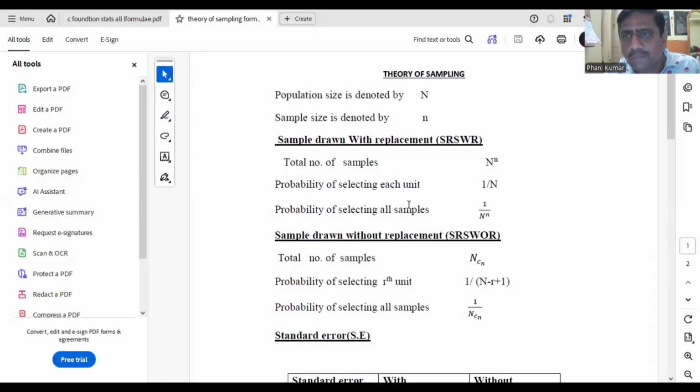In the case of without replacement, the total number of samples will be NCn, and the probability of selecting the rth unit is 1 by N minus r plus 1. That means for selecting the first unit, r will be 1, and 1 by N is the probability of selecting the first unit. After that, the probability of selecting the second unit is 1 by N minus 1, the third unit is 1 by N minus 2, and so on. The probability of selecting all samples in the case of without replacement is 1 by NCn.